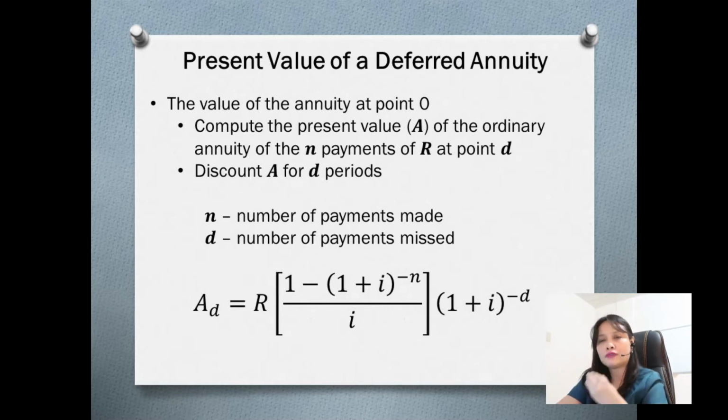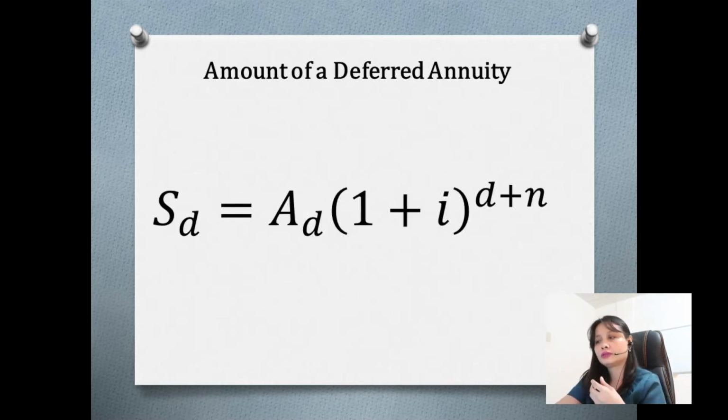And then the amount of a deferred annuity. So that's the formula in solving for the amount of a deferred annuity. The amount of a deferred annuity is equal to the present value of the deferred annuity multiplied by (1 + i) raised to D + N. Again, N refers to the number of payments, and D refers to the missed number of payments. In short, D is your deferment period.